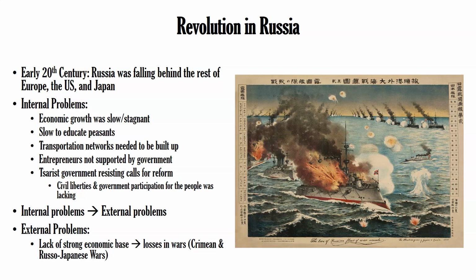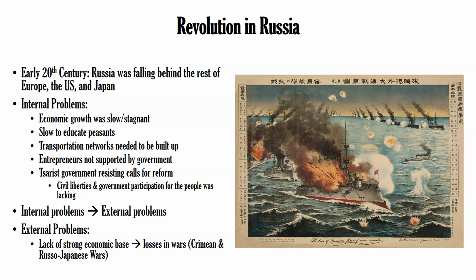Also, the government didn't really support entrepreneurship and private business expansion by giving them money, loans, and so forth. And then the Tsarist government itself, and this is perhaps the worst part about it, is they were resistant to reforms. There were a lot of calls for reforms, and they were very resistant to it, such as reforms in civil liberties and government participation for the people, and that was severely lacking. But all these internal problems led to external problems.